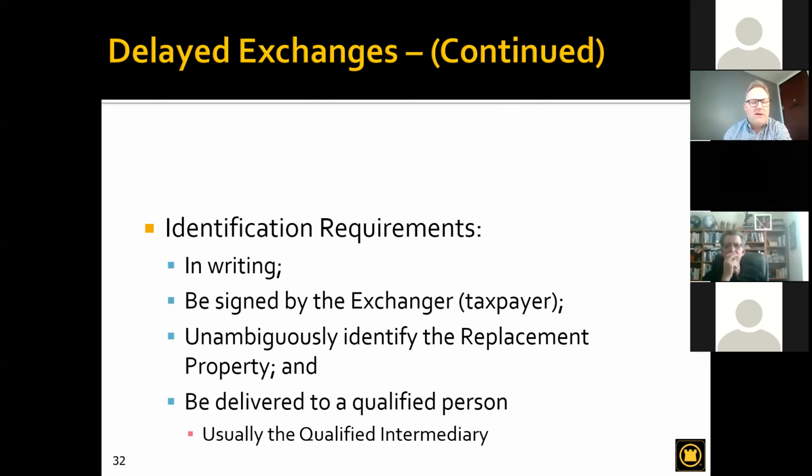This is how we identify properties. Sometimes people will just send the QI a contract, an executed contract, or a PSA. It meets all of those requirements. Some QIs will have what's known as an identification statement that you fill out and send to them, but both of those would work in any scenario.